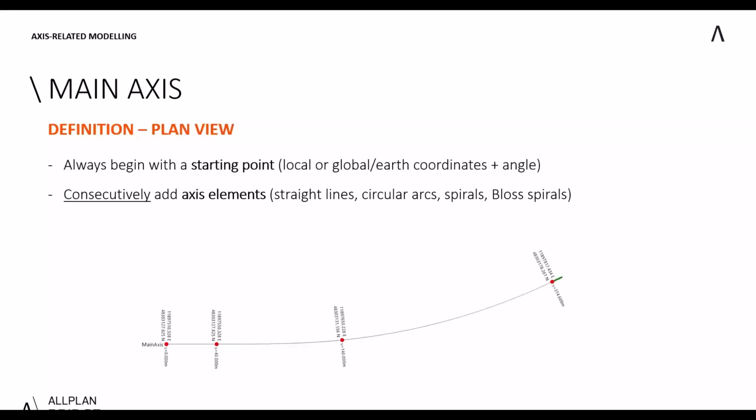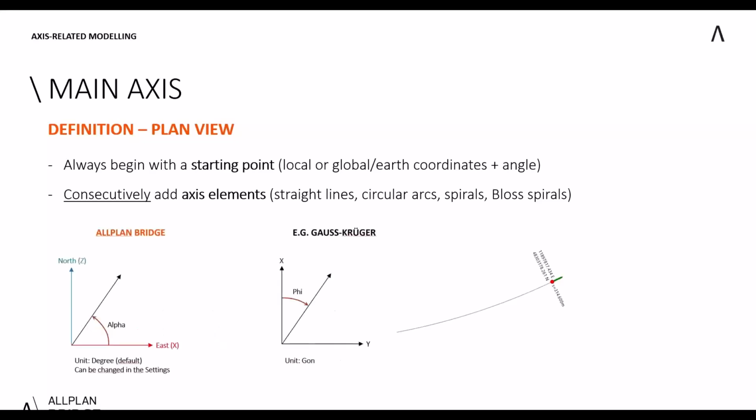Let's start with the manual definition, which you probably already know. So how do we start? We always start with a starting point that we place in a local or global coordinate system. And when we place it in the global coordinate system, we need to take care that we use the correct types of coordinates. So, in Alplan Bridge, we have the coordinate system that you can see here in the left bottom corner. So we have the east axis or the x-axis to the right and the north or z-axis upwards. And the angle that you can also define already within this point starts from the x or east axis.